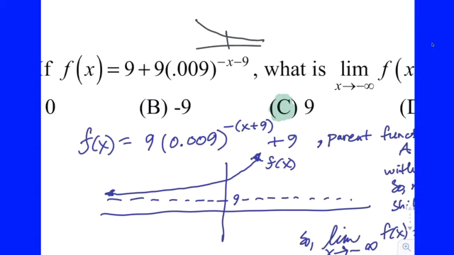There's only one negative. It's in front of the x, and so that reflects it across the y-axis. So now it's a growth function. The plus 9 shifts everything up 9 units. So it lives above the horizontal asymptote, which is at 9. And so the blue graph down below is the final shape.